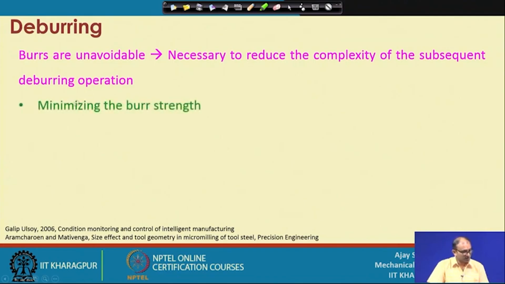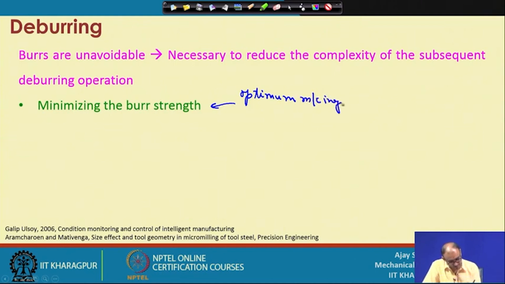So, which way can we do that? First is minimizing the burr strength. How can you reduce that burr strength? That means you have to set the optimum machining parameters, that is speed, feed, depth of cut, and these are the main ones.